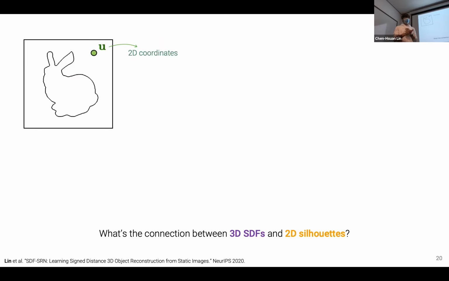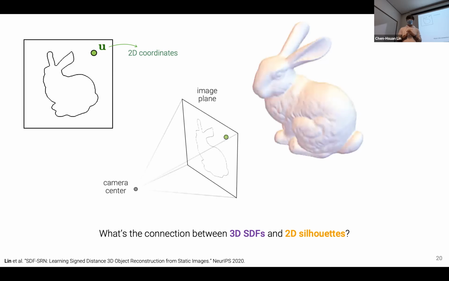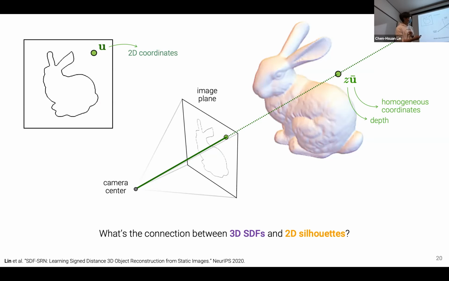Consider that we have this 2D pixel coordinate that we write as u here. We can shoot a ray into the 3D space and sample a 3D point along the ray, at depth z, and we write it as a homogeneous coordinate here, which is what we want to predict.